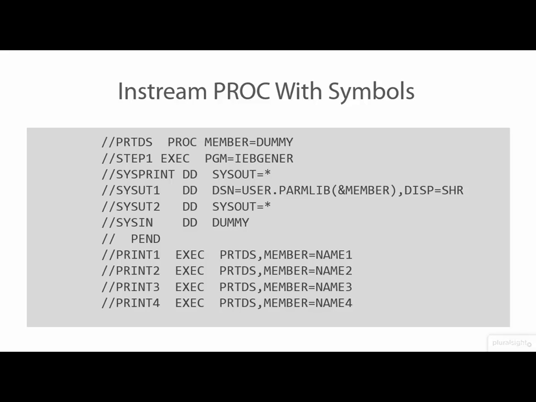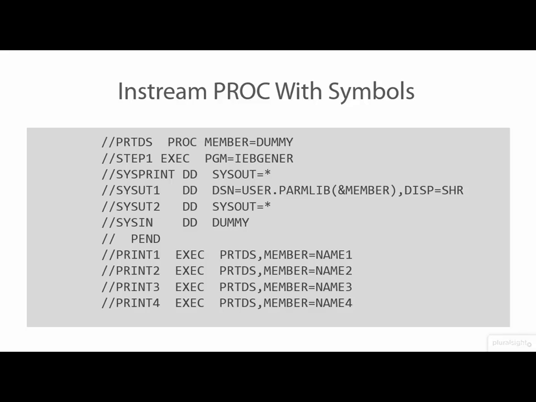Now this again is showing an in-stream proc with a symbolic definition for the member name. Notice that on the proc statement, we have member equals dummy, indicating the default value in the event that nothing is specified on the execute statement. You can see our sysut1 is identifying user.parmlib, and the member name in this case is a symbolic value.